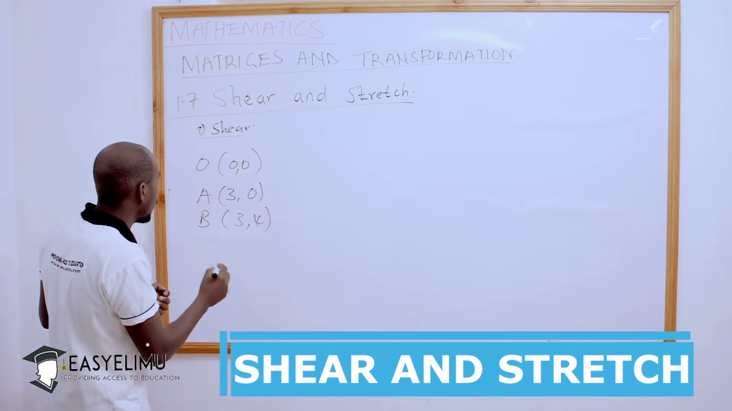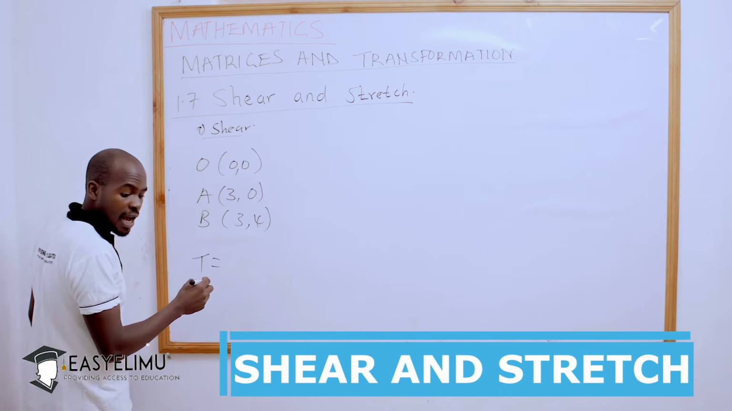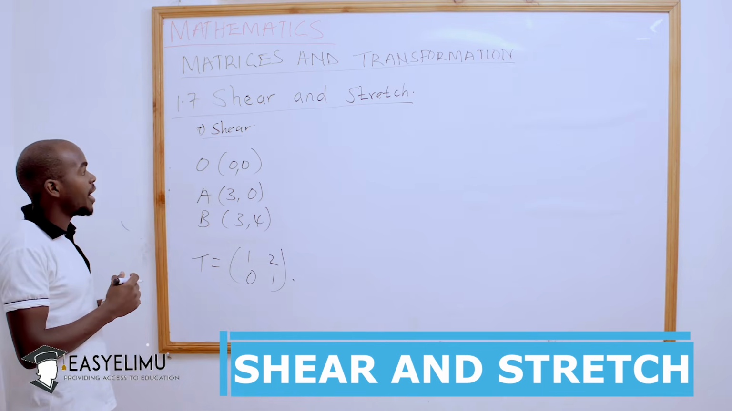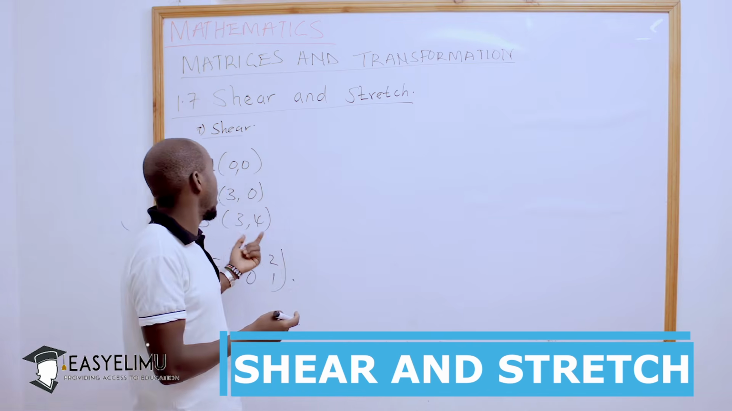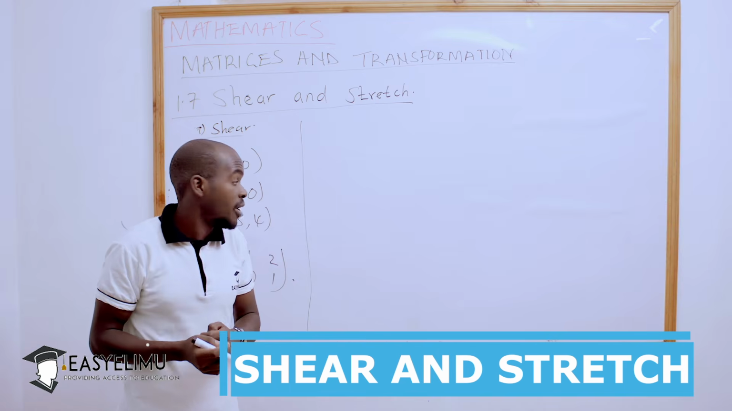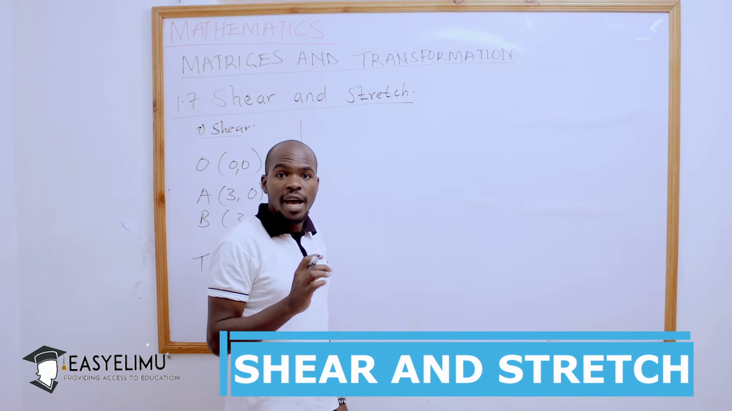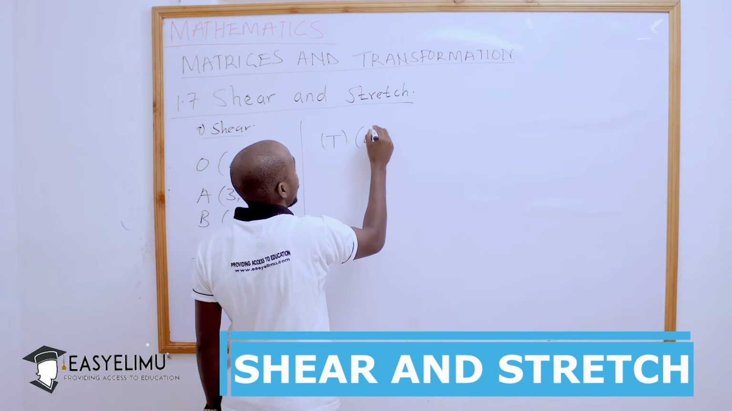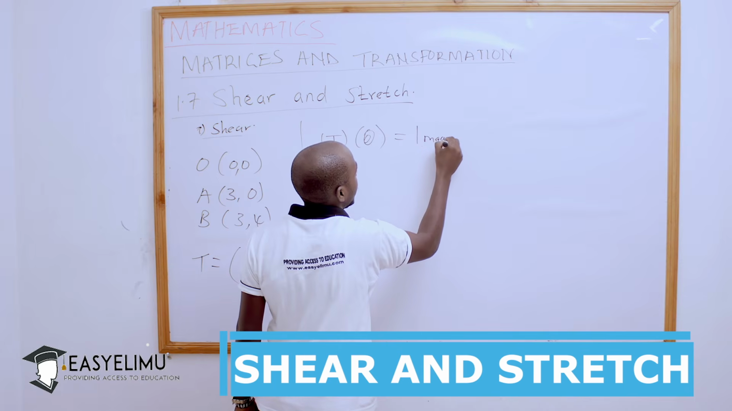What we shall do, because we have been given the shear transform matrix as 1, 0, 2, 1, is find the image and describe that transform, the shear, fully. In order to find the image of that triangle, we shall take the transform which we have and multiply by the object coordinates, then we shall find the image coordinates.